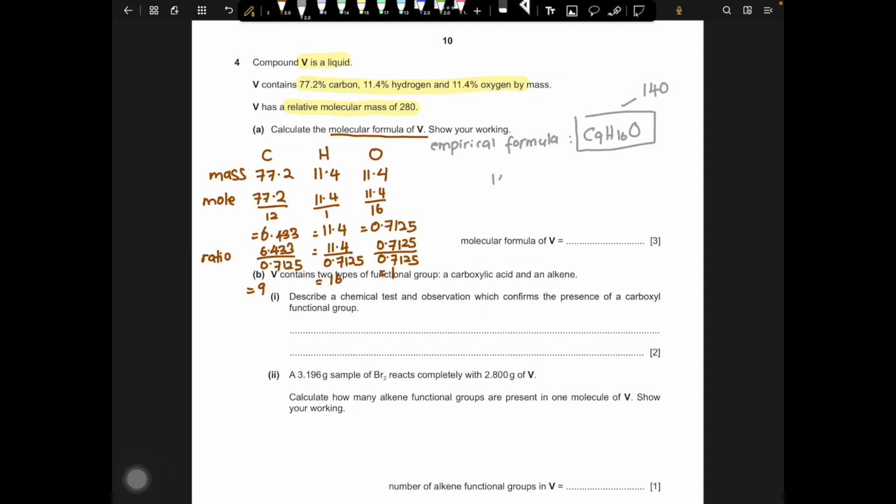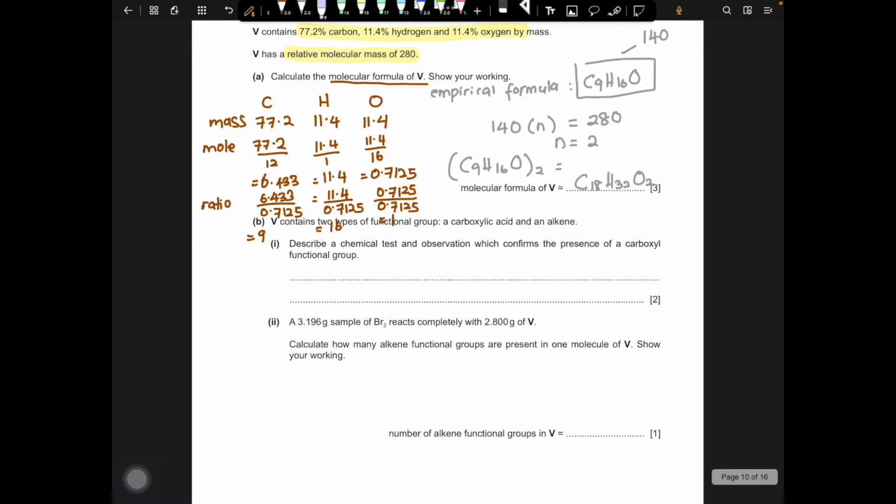So the mass from the empirical formula multiplied with n, this is what we're going to calculate, equivalent to the relative molecular mass of the whole compound, and we have n equivalent to 2. It means that the ratio is 2, so C9H16O, you multiply everything with 2, so we will have the molecular formula as C18H32O2. And it says here that V contains carboxylic acid and also alkene.